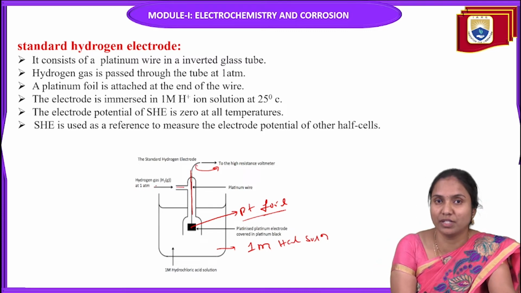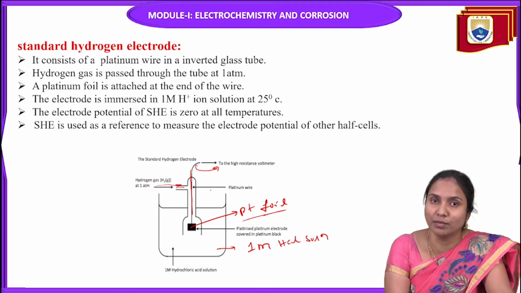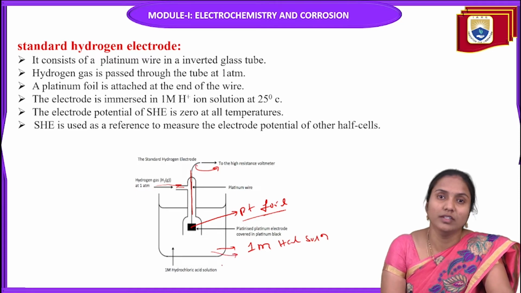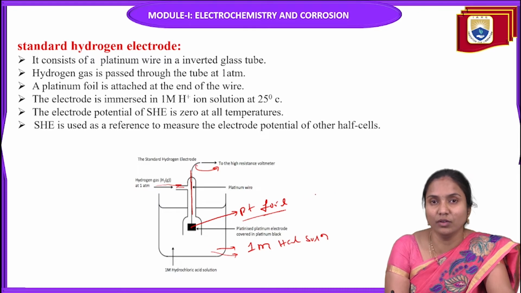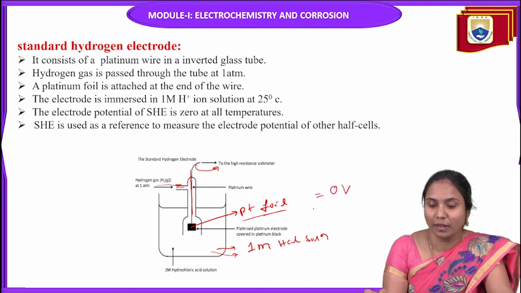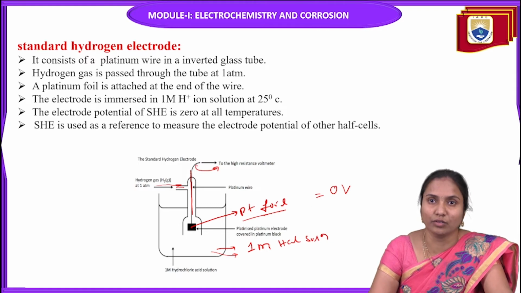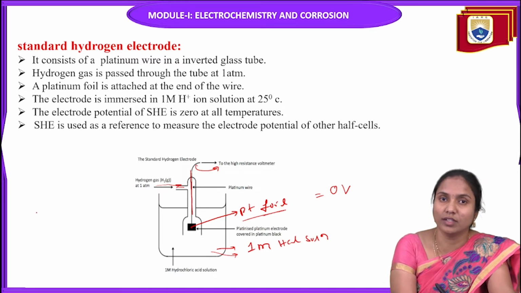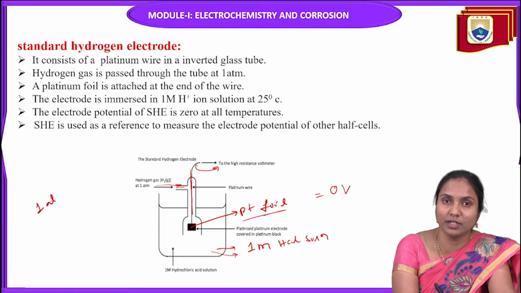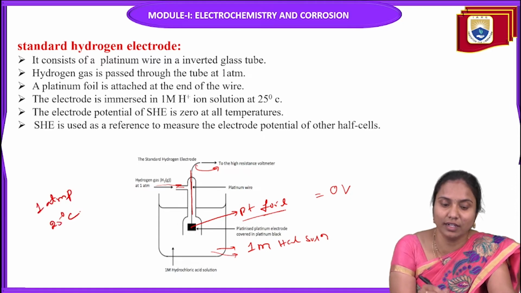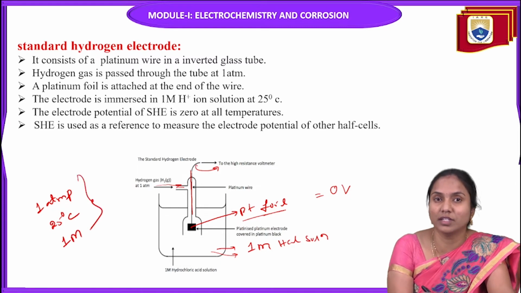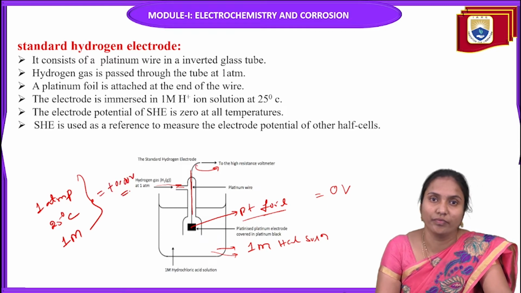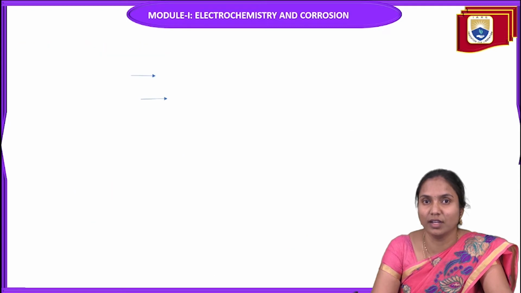In this, hydrogen gas at 1 atmosphere pressure is continuously bubbled through the glass tube into the HCl solution. Here, the electrode potential of the standard hydrogen electrode is 0 at all temperatures. In this hydrogen electrode we maintain standard conditions: pressure is 1 atmosphere, temperature is 25 degrees centigrade, and concentration is 1 molar. Under these conditions, the electrode potential is 0.0 volts.